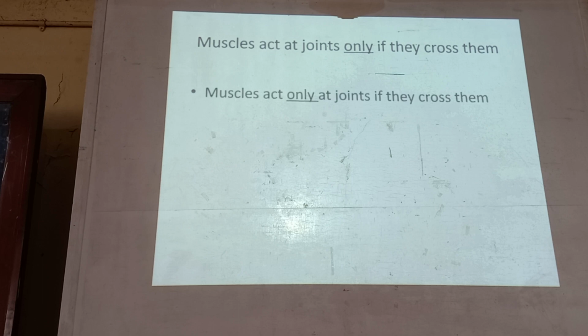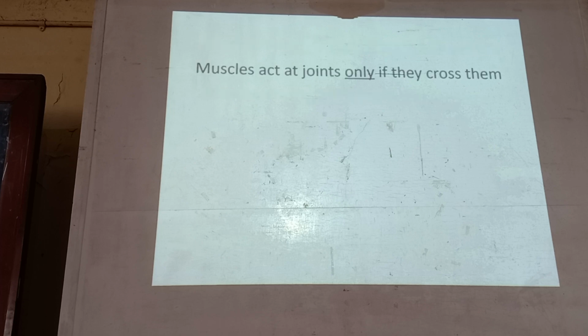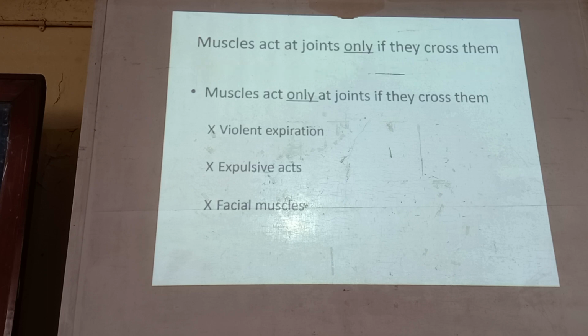Muscles act only at joints if they cross them. Only at joints, nowhere else. Then how will you explain violent expiration? Which muscles are acting? Where are they acting? At which joints are they acting? Expulsive acts, when you are defecating, vomiting, micturating. Where is the muscle acting at joints? Muscles can act at different places, not only at joints.